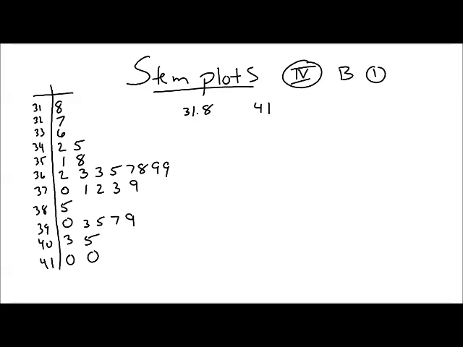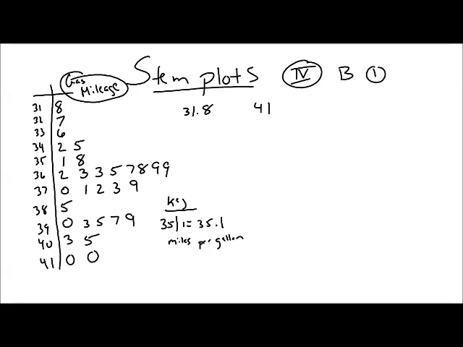This is gas mileage. And I need a key. So pick a number over here, it doesn't matter. 35 | 1 equals 35.1. 35.1 what? Miles per gallon.